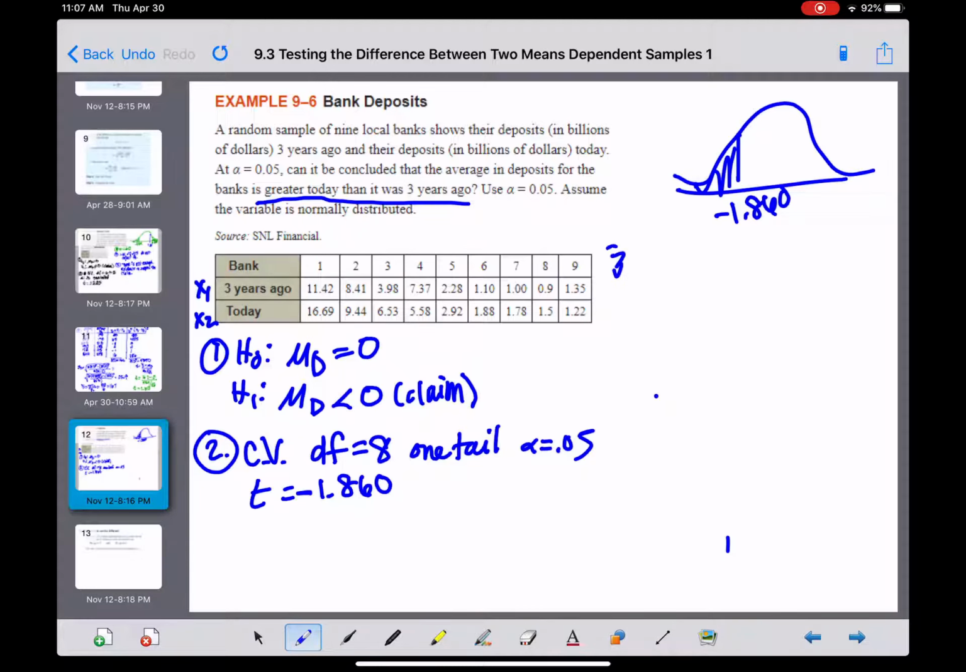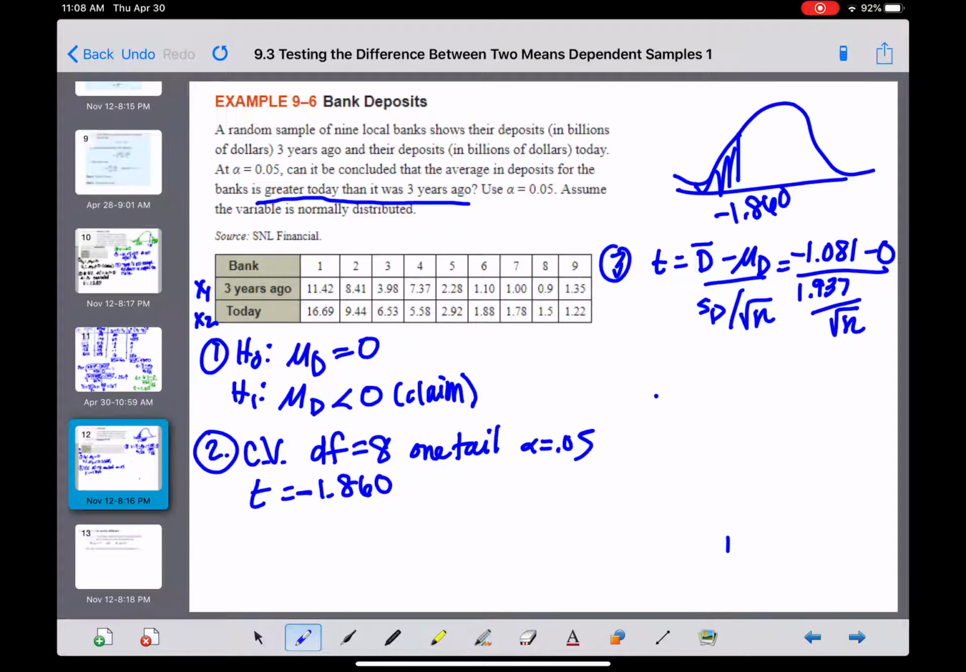So step 3 is our test statistic: D bar minus mu sub d over SD divided by the square root of n. D bar is the sum of all your differences divided by n. I got negative 1.081 for that, minus 0. And for the standard deviation, I got 1.937 divided by the square root of n. In my table, I rounded all of my differences to 2 decimal places, and then when I squared them, I did 4 decimal places. So make sure you did that, and your values should give you that.